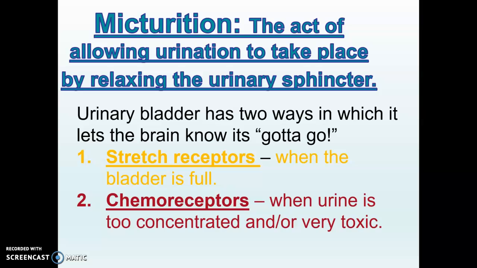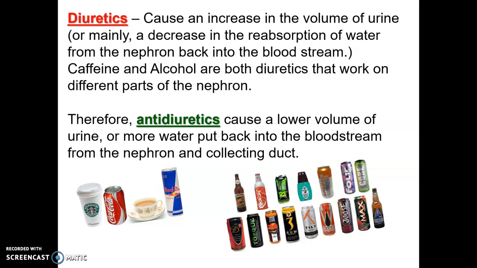So if you've ever had to go to the bathroom real bad and you go and it's not a whole lot, but it's very concentrated, your chemoreceptors told you, get rid of this stuff. It's nasty. All right. Diuretics are things which cause you to pee a lot, or more appropriately, cause a decrease in reabsorption of water in the nephron back to the bloodstream. So caffeine and alcohol both work on different parts of the nephron, on the distal convoluted tubule and the collecting duct, telling them not to put as much water back in the blood. Therefore, you pee a lot, you urinate a lot, and you become dehydrated.